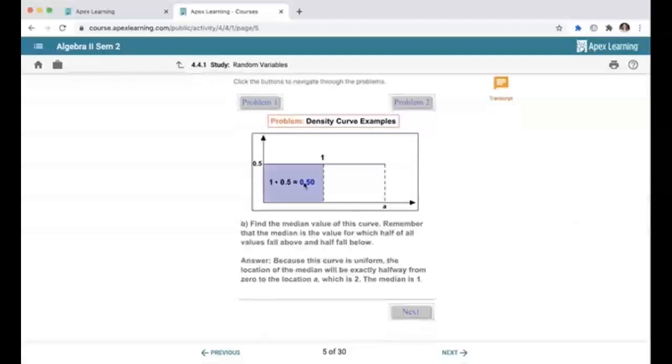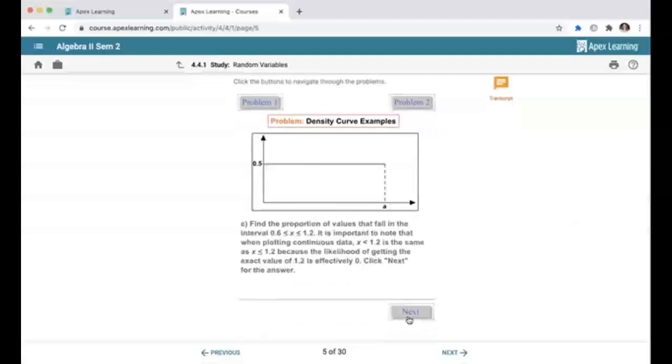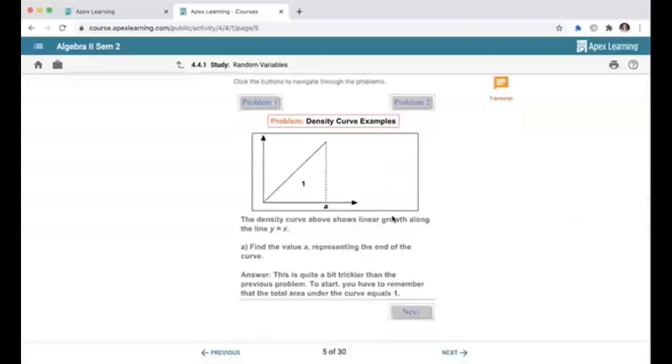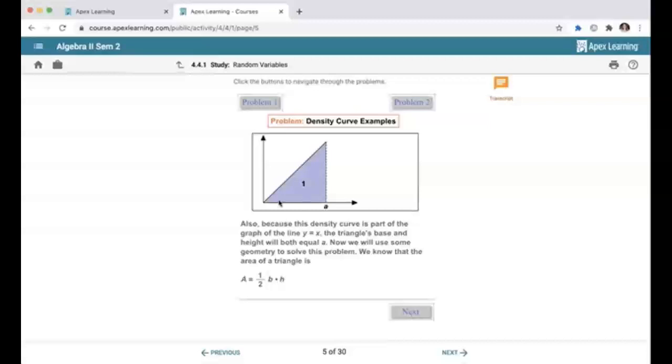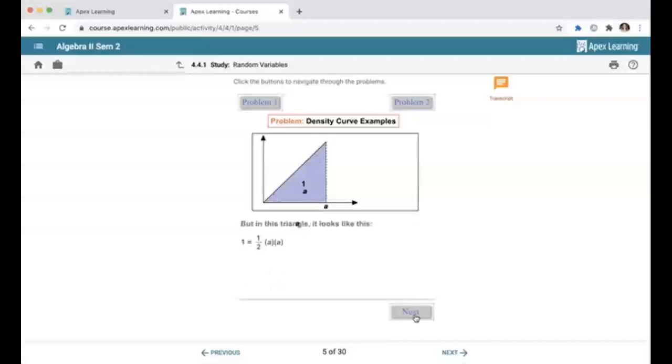All right, then we can have another one that looks like this. Both of these are density curves, and they both show different things here. And you can go through the calculation to figure out the area values for both of those.